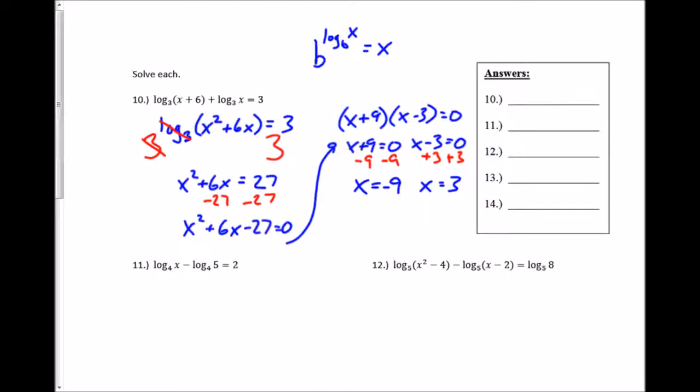So this means that this one is an extraneous solution. I can try to plug it in, but it's not going to work. So my only answer is the x equals 3.